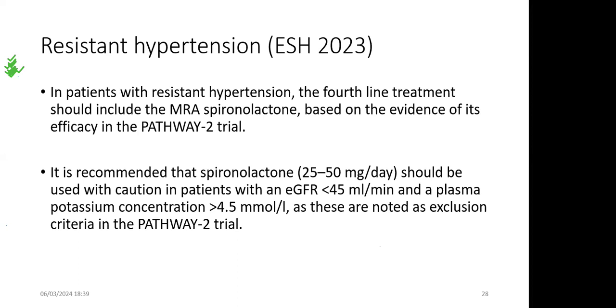And like I mentioned before, eGFR less than 45, we are cautious. Why? Because of the risk of hyperkalemia in these patients. And then plasma concentration of potassium above 4.5, we are also very cautious because we don't want to have their hyperkalemia going out of range.